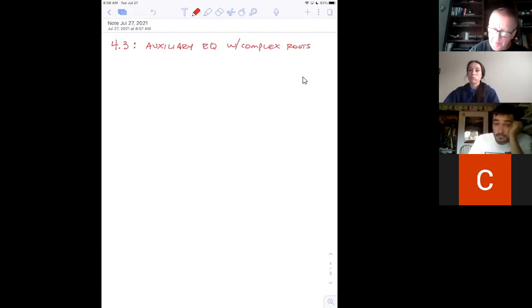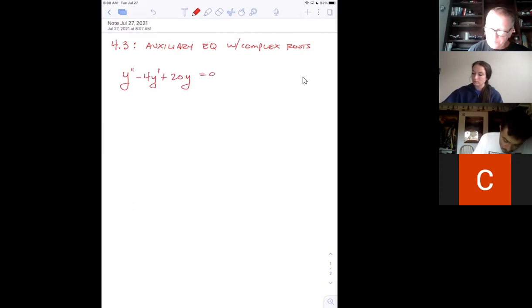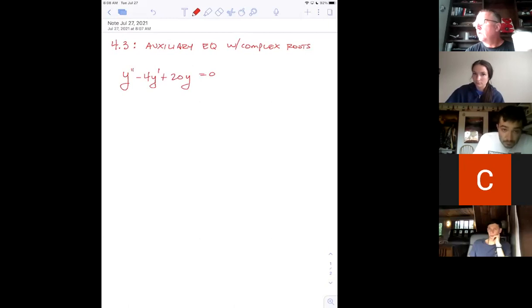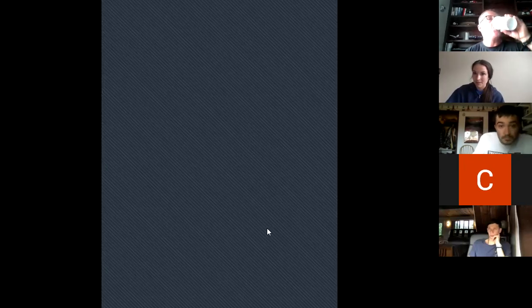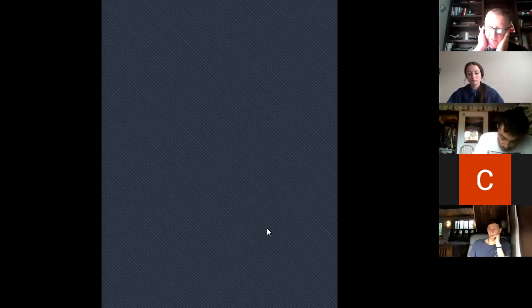So you don't know this now, but this is an example of how that would happen. If I gave you the second order linear differential equation that looked like this. Uh-oh, it just went black on me. So I'd like you to solve that. I think you can't see it right now, so I'm just going to say it again out loud. y double prime minus 4y prime plus 20y equals 0. Can you begin solving that?